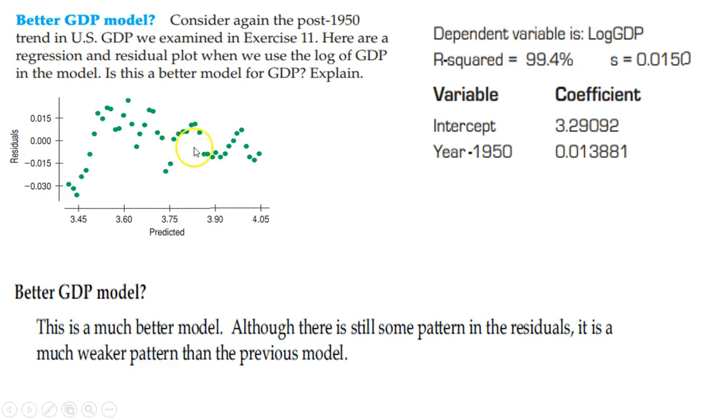It says it's a better model, although there is still some pattern in the residuals because it looks like it's fanning. It's better than the pattern that we saw before, so the pattern isn't as strong. Meaning not only is this higher, but with us logging, it says here, we logged the GDP. And then after we log the GDP, this is what happens. So this looks better, is the point.